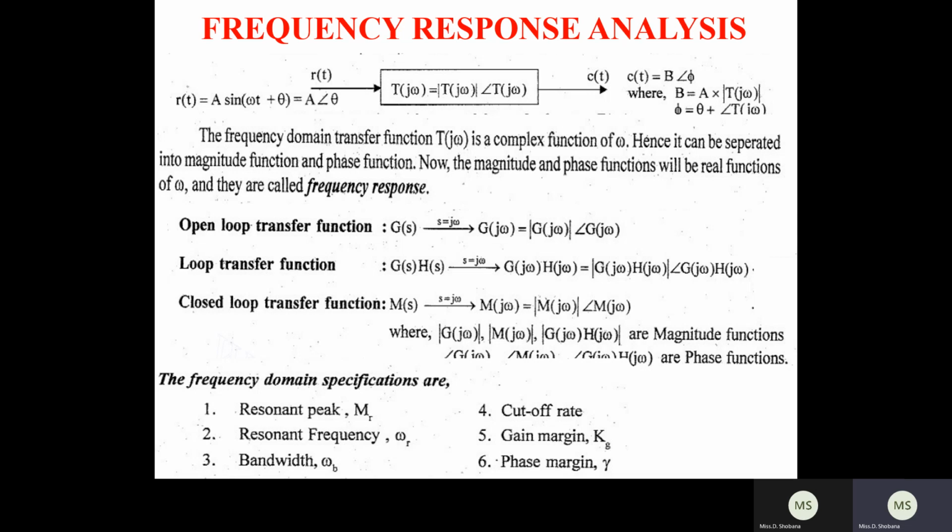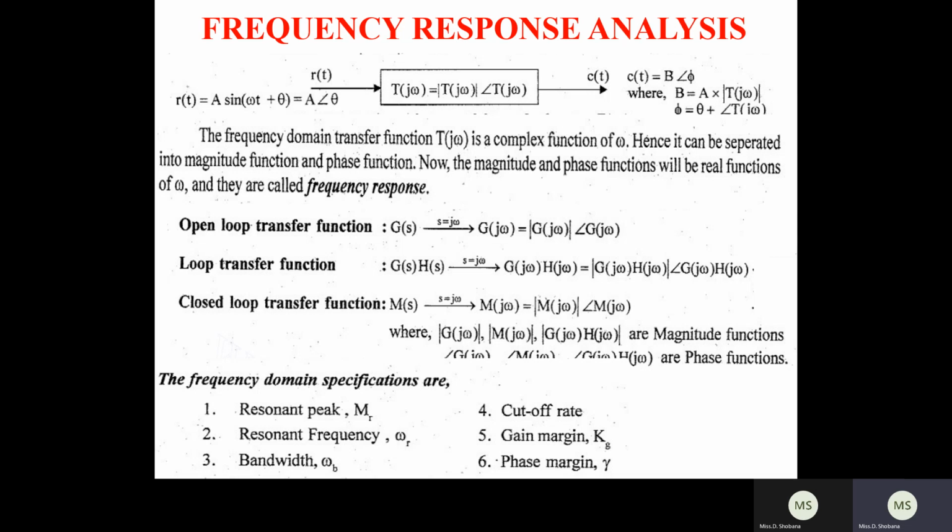The sinusoidal transfer function will be denoted in terms of T of s. Here s will be replaced by j omega, and that will be obtained as the frequency domain transfer function. This frequency domain transfer function, which is nothing but T of j omega, is a complex function of omega, which consists of a magnitude function as well as a phase function. The magnitude and phase functions are real functions of omega, and that is called the frequency response. So now we have discussed what is meant by the frequency response of any system. In order to determine this frequency response, we essentially need the sinusoidal transfer function.